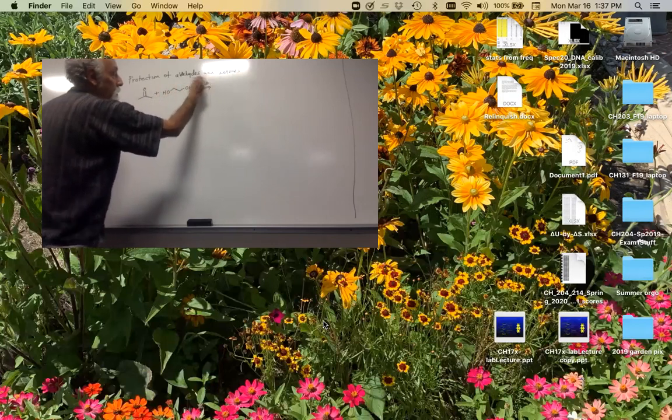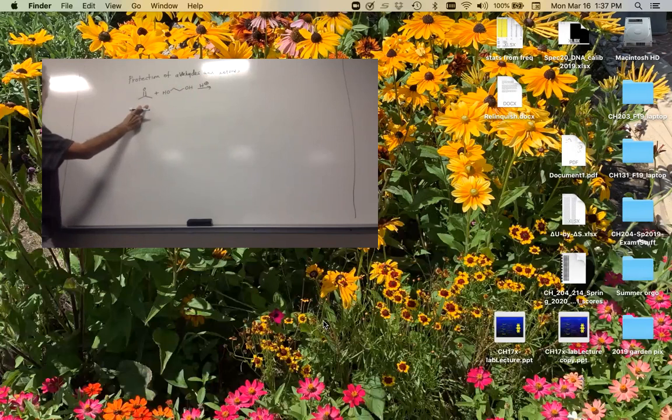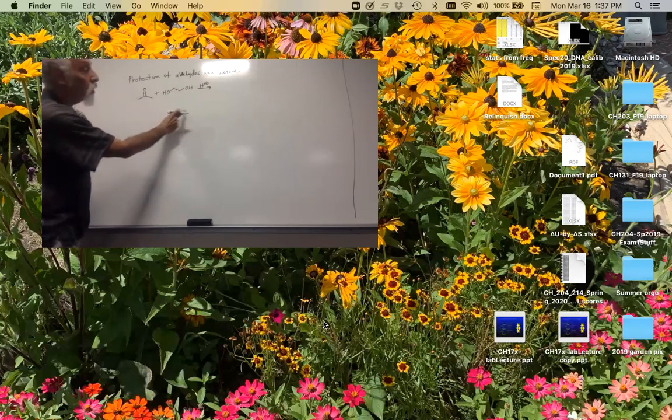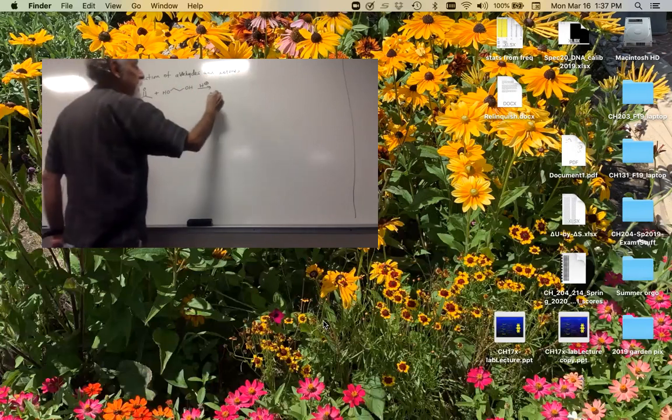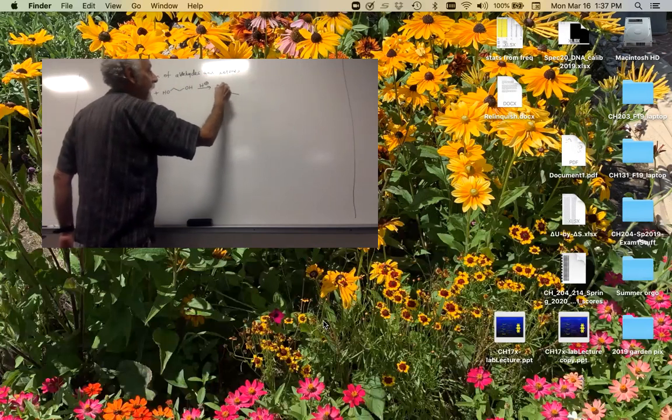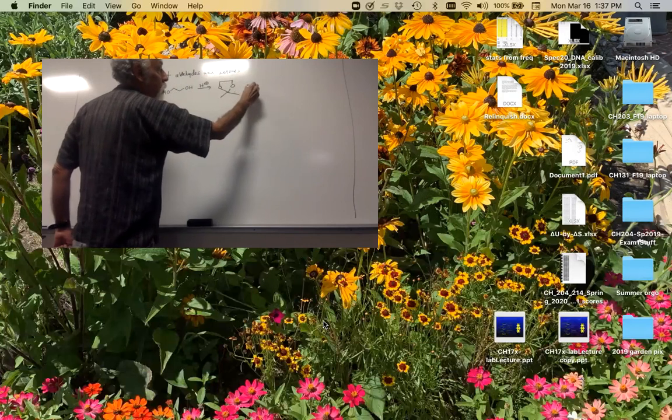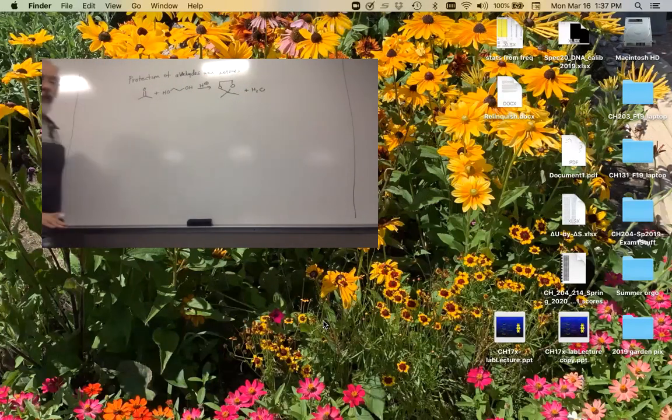And so we mix the aldehyde or ketone plus ethylene glycol. It's acidic conditions, and this forms an acetal, which looks like this, plus water. Okay, so this is how you would protect an aldehyde or a ketone.